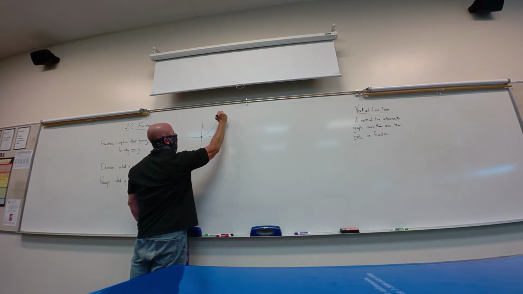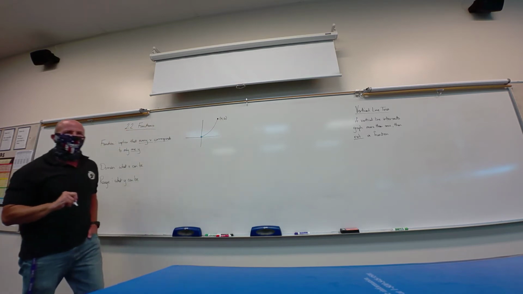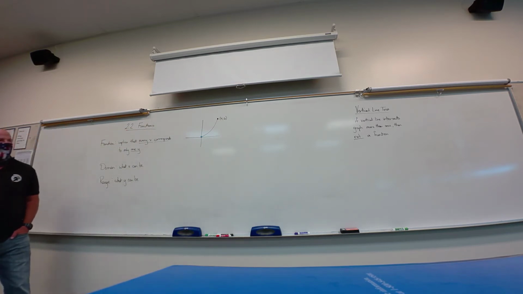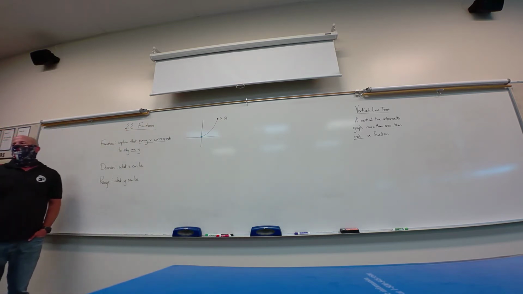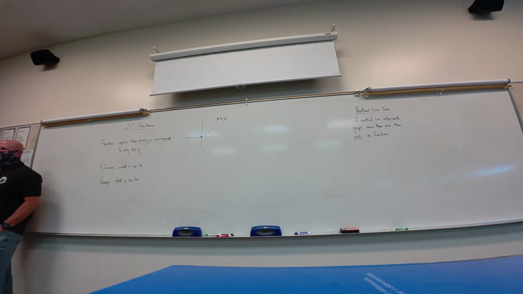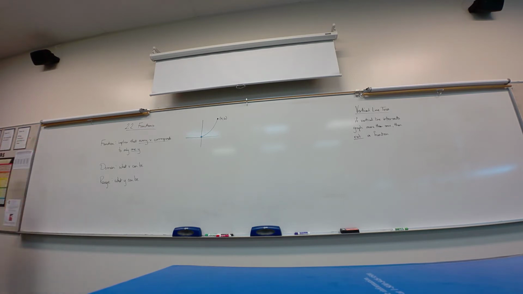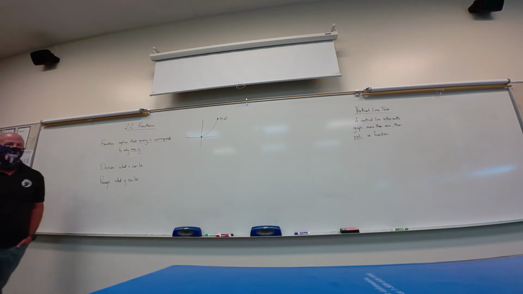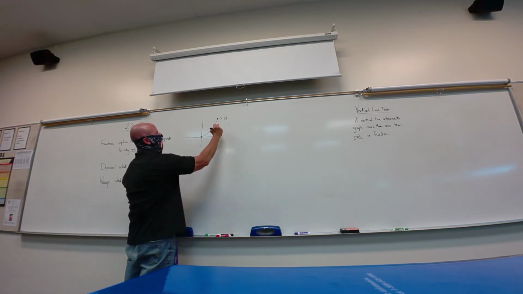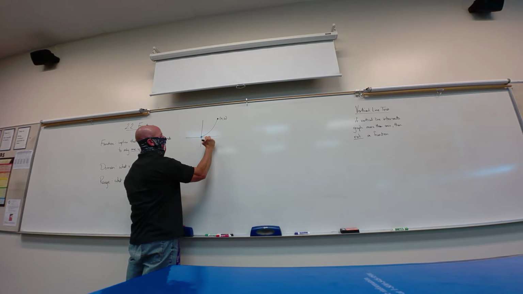I'm going to say that point is 4, 6. And of course, that's the origin, 0, 0. Now the question is, first off, would it be a function? Does that pass the vertical line test? Yeah, no problem there. That's a function. So I'm going to say function.